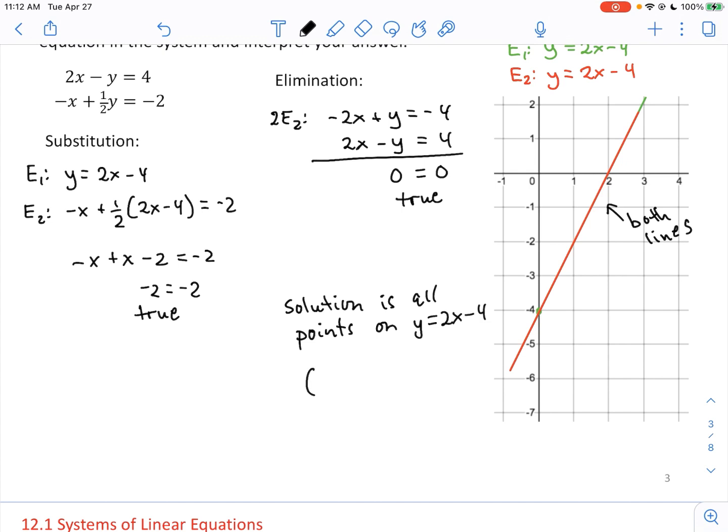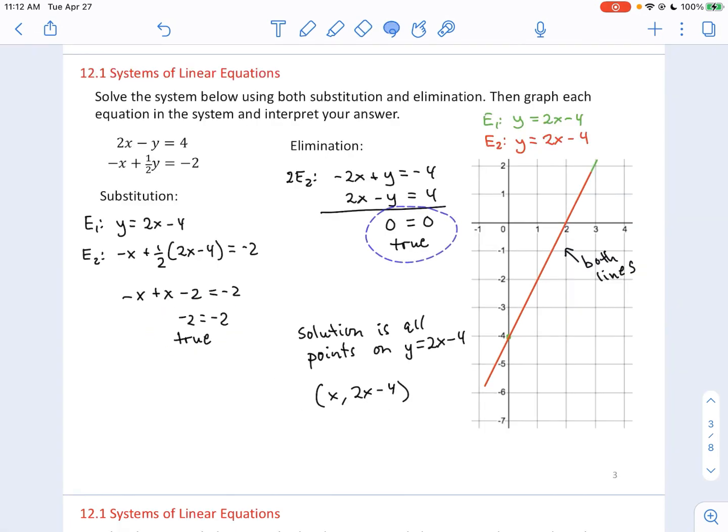Sometimes your solution is written this way. x could be anything, but then y has to be 2x minus 4. So all points of this form the solution. When you get these kinds of trivially true statements, that's probably an indication that there's going to be some overlap of lines or planes or whatever the shapes are that are involved.